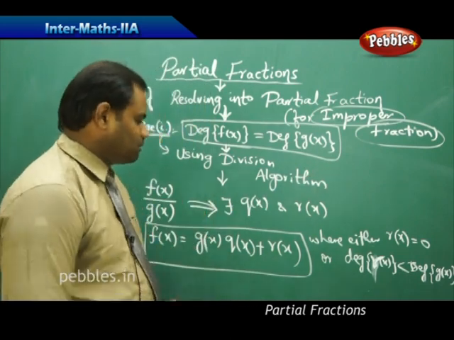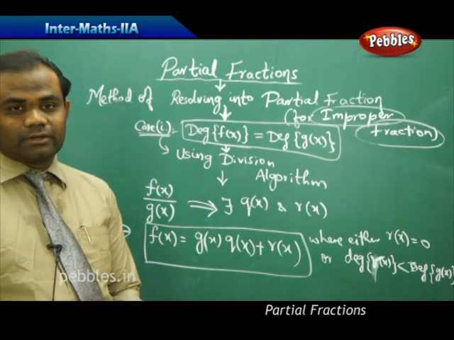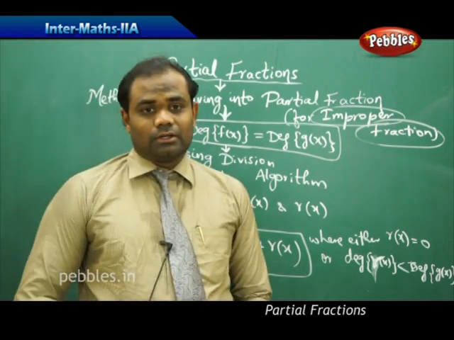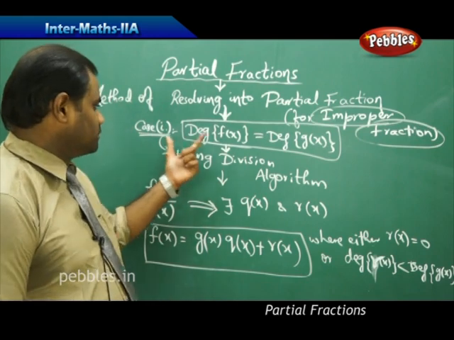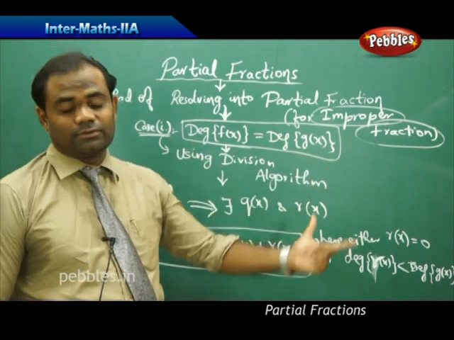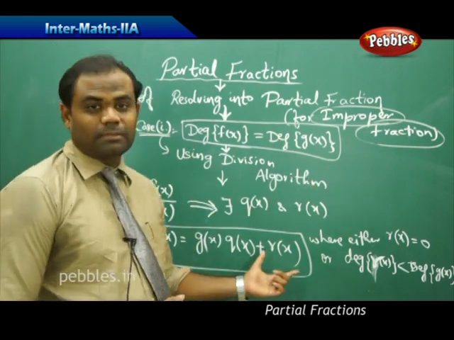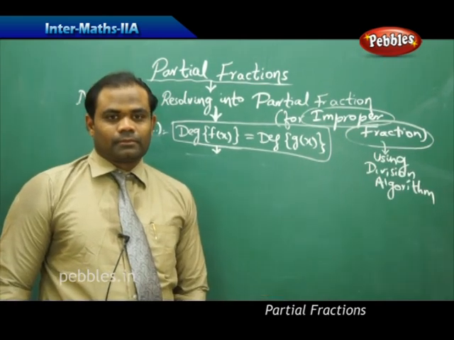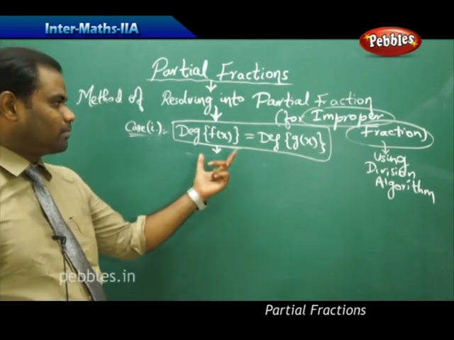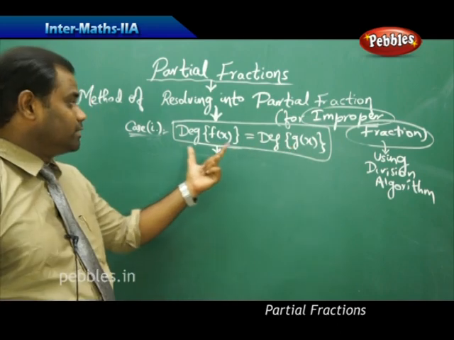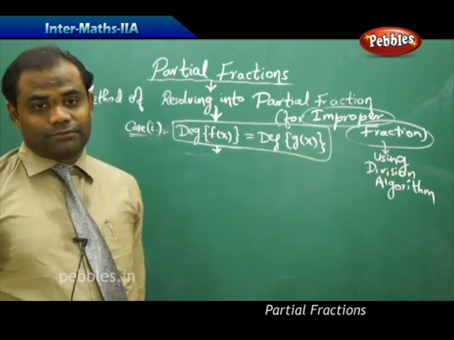So let's see with an example problem how we can resolve a given improper fraction into partial fractions, with the first case being degree of f of x equal to degree of g of x. Now let's take an example problem of case 1, where degree of f of x is equal to degree of g of x.